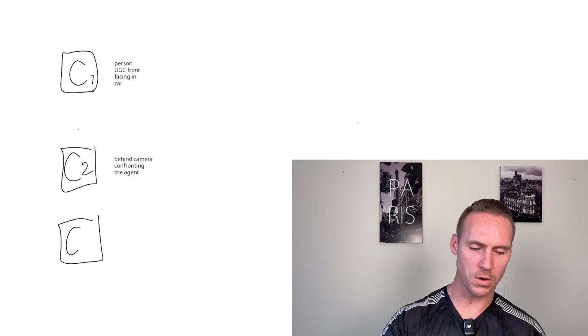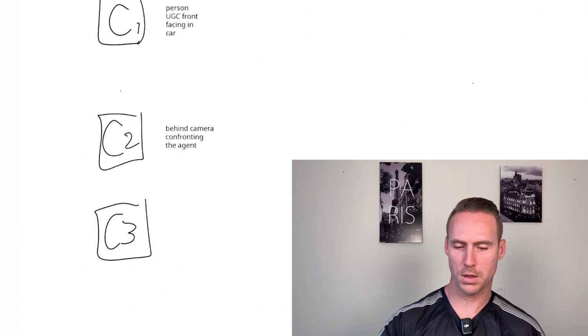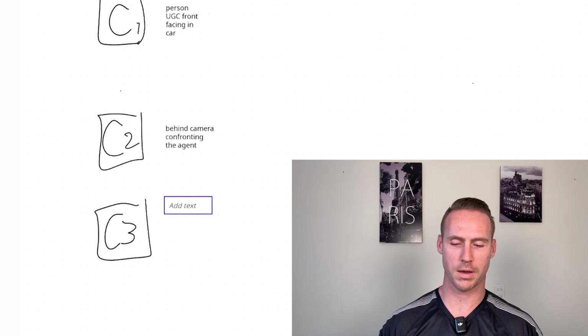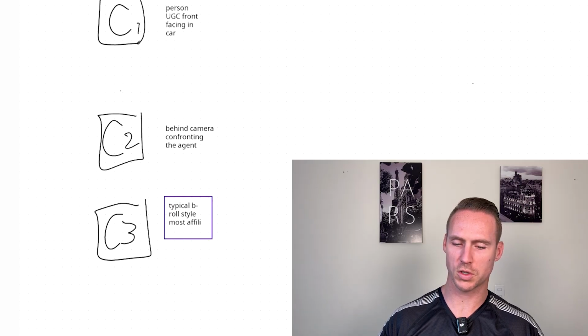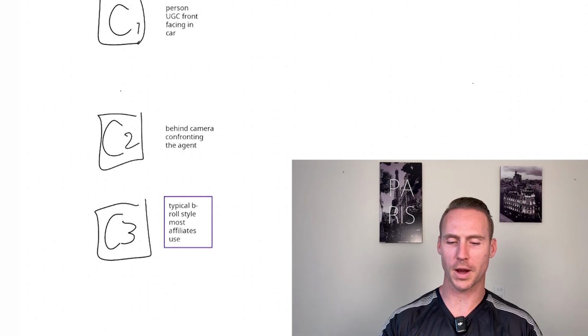Now here, let's say typical B-roll style most affiliates use with just like short clips of, I don't know, like car accidents and whatnot, right? And then some type of AI voice script overlaying, and yeah, this stuff can work, not as often as you would think though. Okay, so how do we now turn this into a money printer?